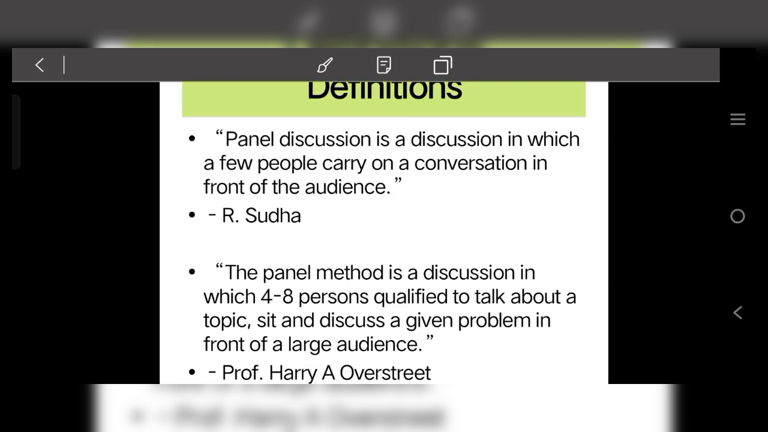So, what do you mean by panel discussion? A panel discussion is a discussion in which a few people carry on a conversation in front of the audience. That is the definition taken from R. Sudha. Then, the panel method is a discussion in which 4 to 8 persons qualified to talk about a topic sit and discuss a given problem in front of a large audience. It means in a panel discussion, there will be a small group of people, that is, 4 to 8 persons, who sit in front of an audience and talk about a specific subject. So that is meant by panel discussion.